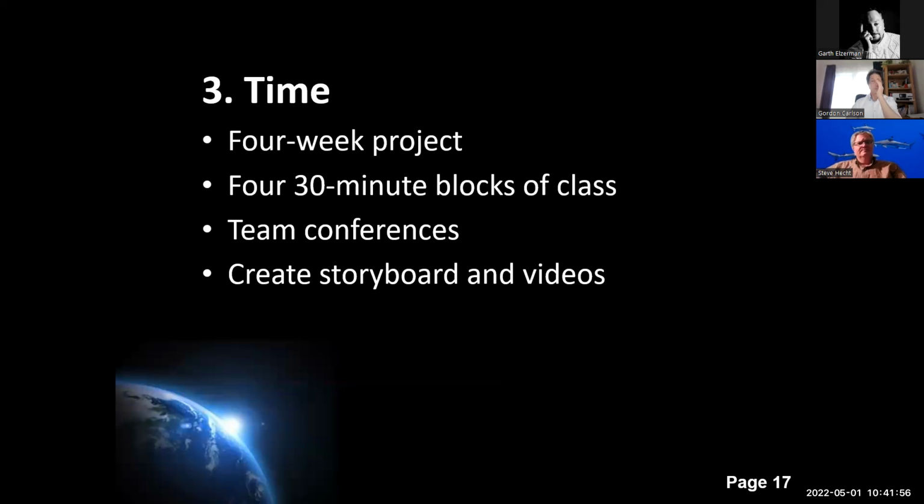So we had a four-week project total. We had approximately four 30-minute blocks. We were building teams in multiple activities, and they were asked to create storyboards for their videos.